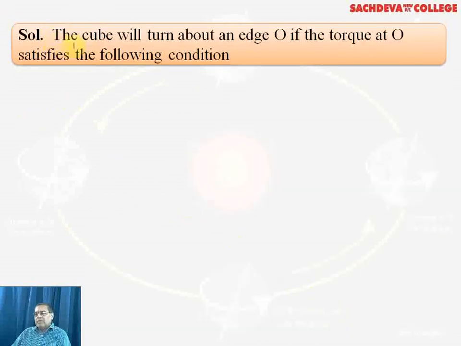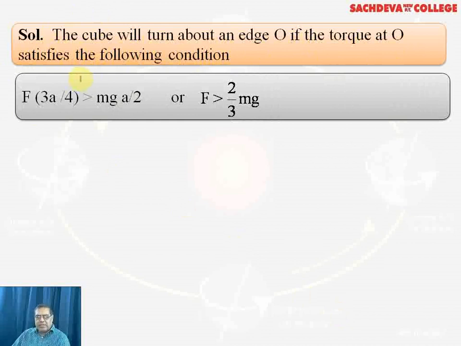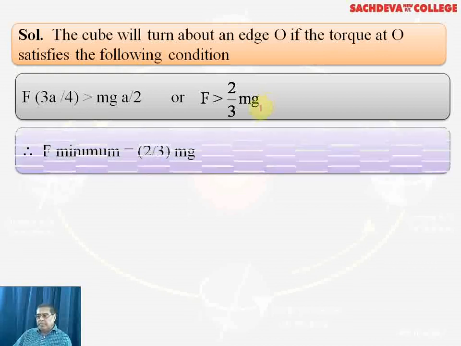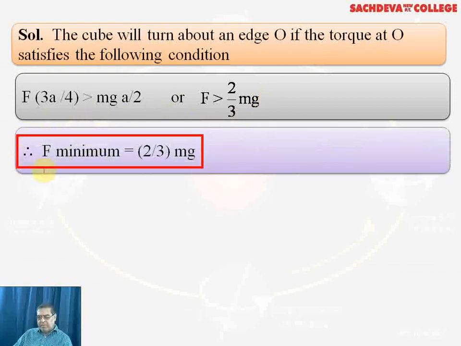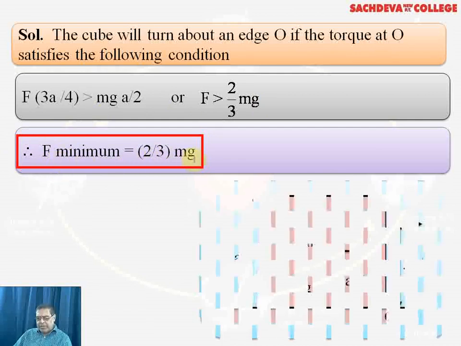The cube will turn about an edge O if the torque at O satisfies the following condition. So what are the important conditions? As earlier we have discussed, F into 3A by 4 must be greater than mg into A by 2, or F must be greater than 2 over 3 mg. That is all we calculate from the equations given on the left side. So F must be greater than 2 over 3 mg. Now, the minimum F will be equal to 2 over 3 mg.